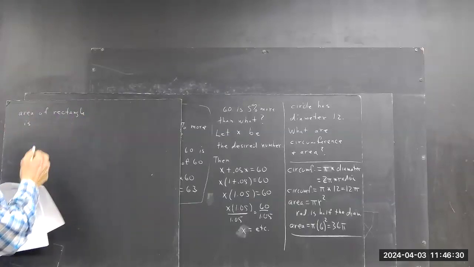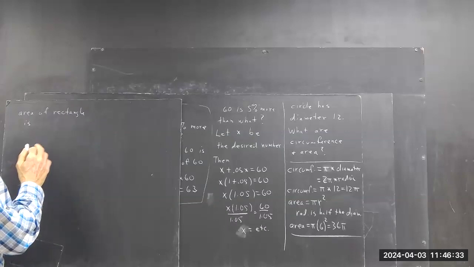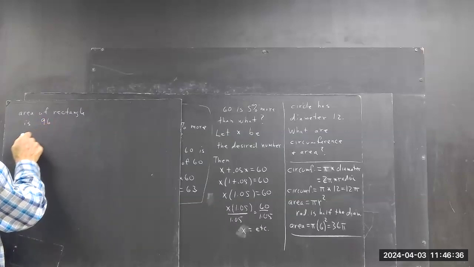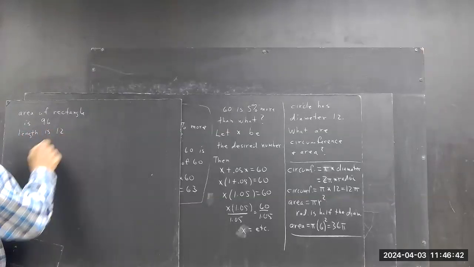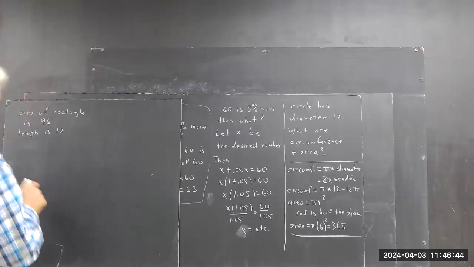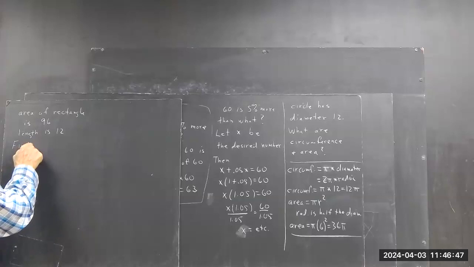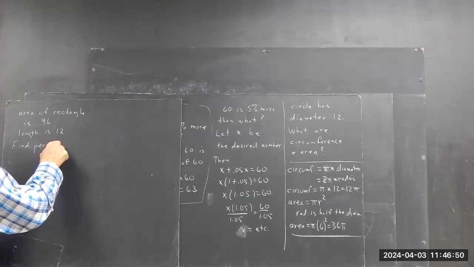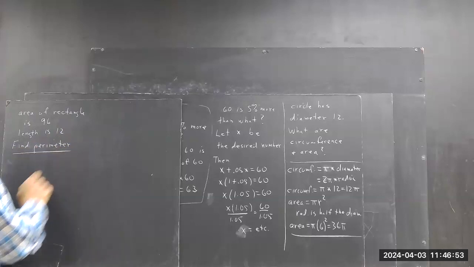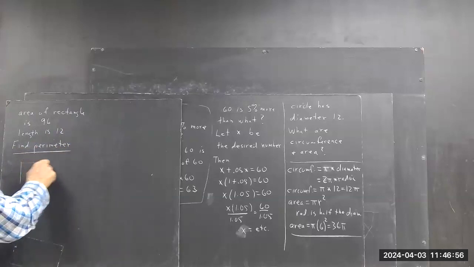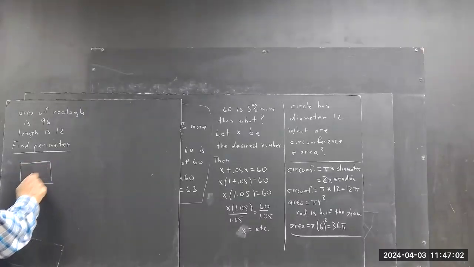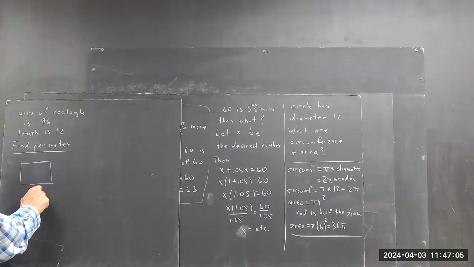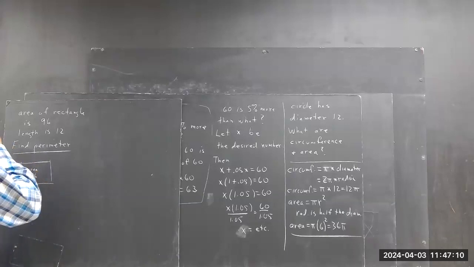Area of a rectangle is, let's say, 96. Length is 12. Find the perimeter. Well, it doesn't hurt, yes, a rectangle is a very good idea. You guide yourself with a sketch. You have 12 here. You have area 96.